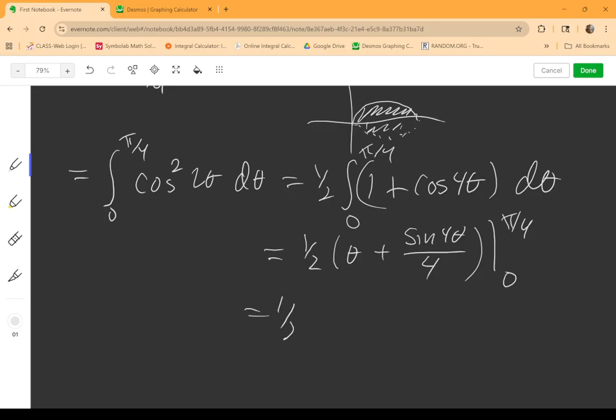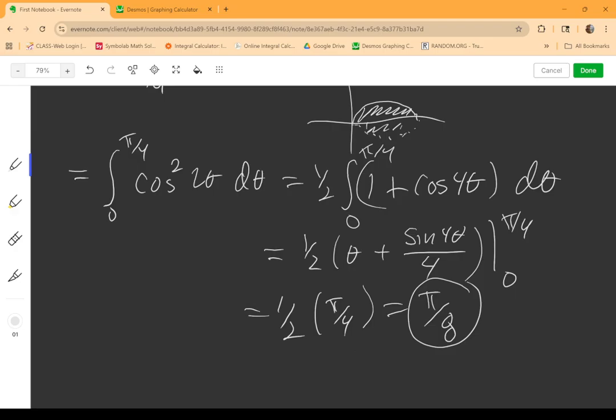Okay, so 1/2, plug in pi over 4. When I plug in pi over 4 into 4 theta, it's sine of pi, so that's 0. And then the lower limit minus 0, sine of 0, also 0. So what we have is really just pi over 8. So that's the area, pi over 8 square units of one complete leaf right there. And that's how we apply the formula, right?